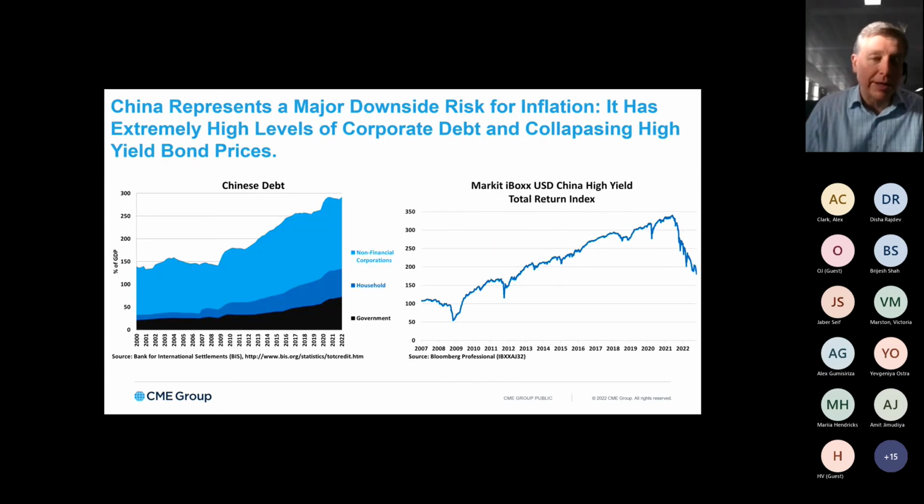So China has a huge amount of debt. A lot of that debt is housed in non-financial corporations, meaning basically any company that's not a bank, and a lot of that's in their real estate sector. China, like the United States, also has a bond market, and their high-yield bond market has been collapsing. It's down over 40% in the last year and a half. So the cost of funding all of this debt in China is rising very quickly. We think this is also going to serve as a severe damper on China's demand going forward.